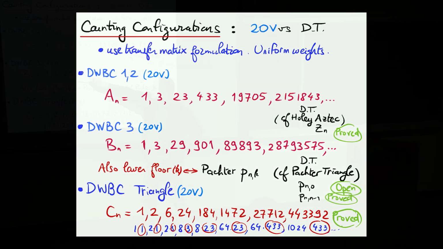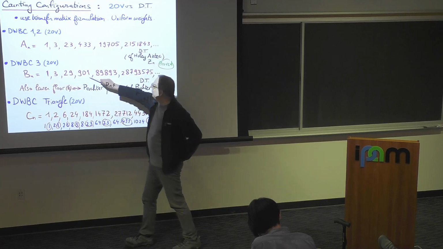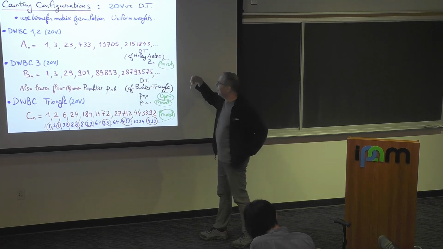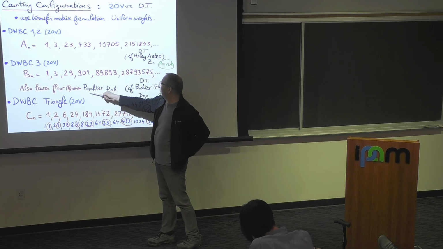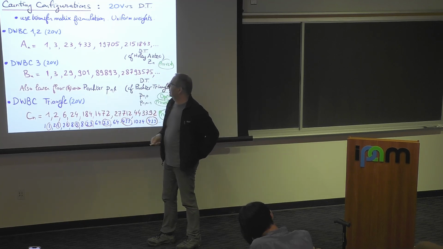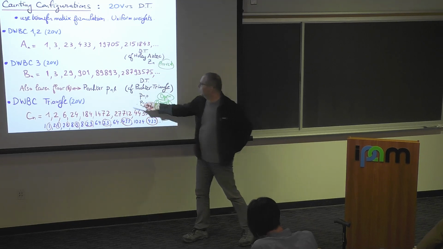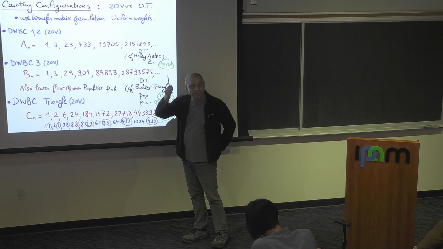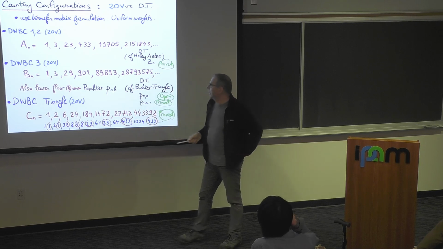The second domain wall boundary condition for 20 vertex, which we just saw, gives you these numbers. And these numbers are in the literature, actually. They were first considered by Parter in terms of enumeration of domino tilings. And we're talking about the domino tilings of exactly the domains I showed you before. So I call them Parter triangles for that reason.